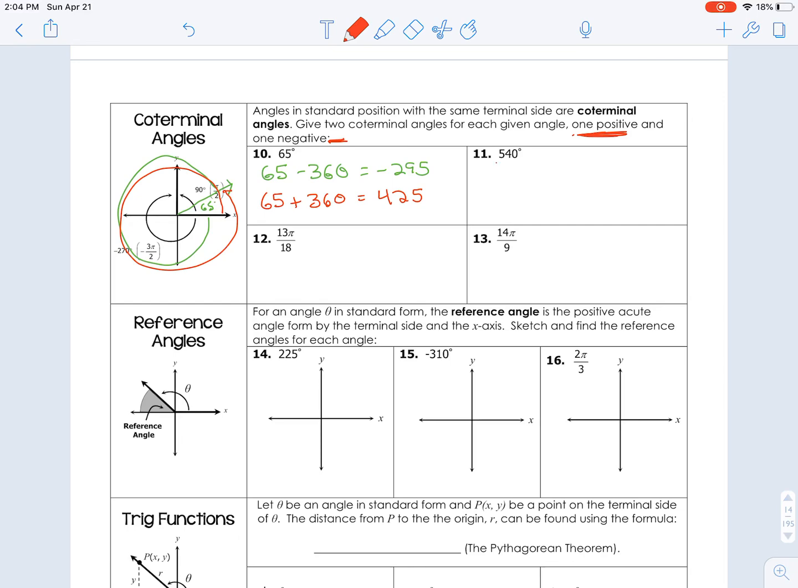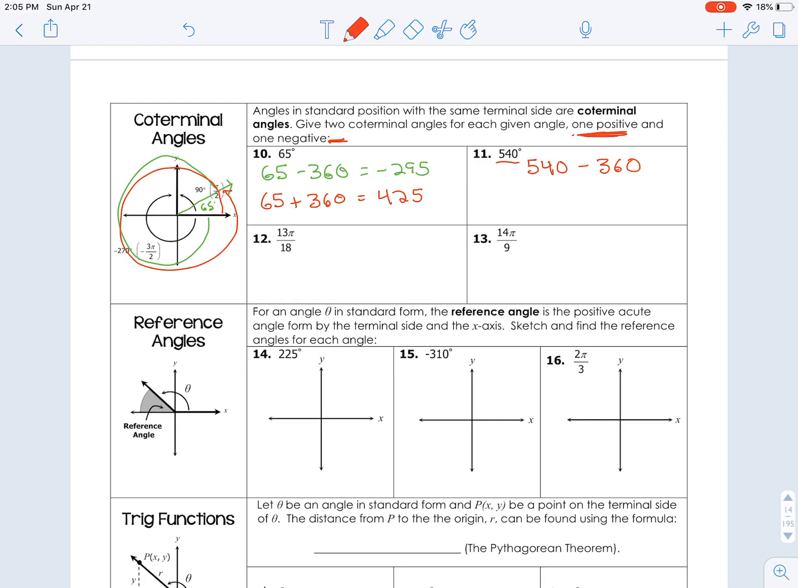So right here, if I go 540 plus 360 and 540 minus 360, I get two positive numbers. And that's not what the instructions called for. The instructions called for a positive one and a negative one. So let's start out the same. Let's go 540 minus 360.